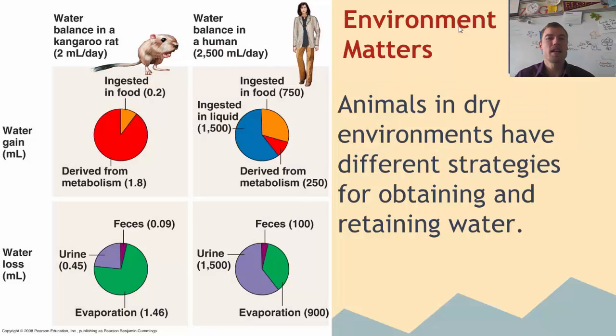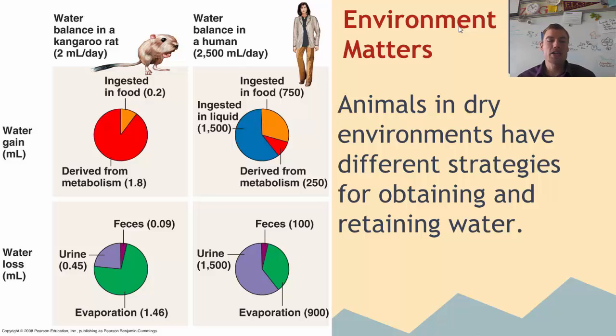Now, the environment that an organism is in is going to obviously affect greatly how it is going to deal with either obtaining water or retaining water. So if you look at something like a kangaroo rat, these live in desert environments. They only get a little bit of the water they get from the actual food that they bring in. Most of the water is derived from their metabolism, right? Because what do we know about the process of cellular respiration? Well, it produces water, right? That's one of the byproducts of the reaction. So they can actually produce water themselves from the food that they're eating.